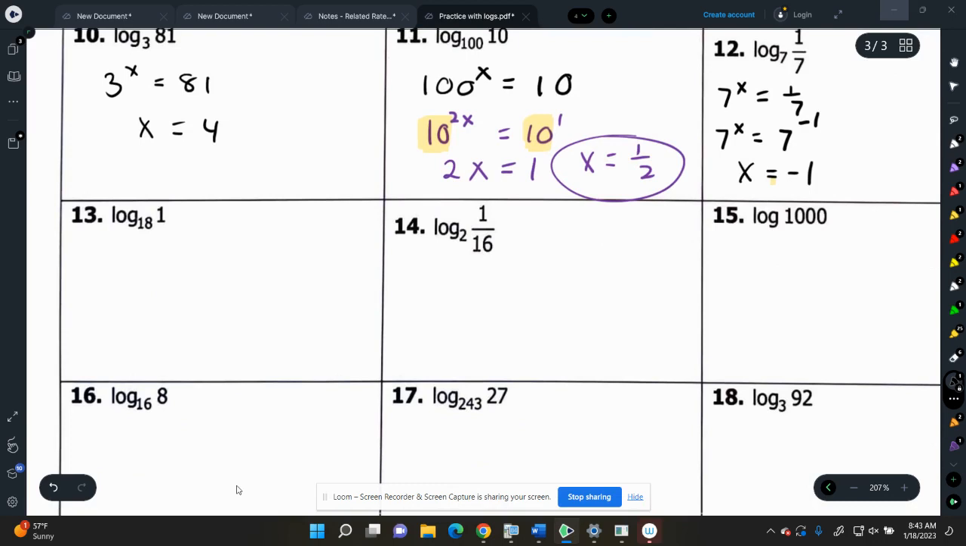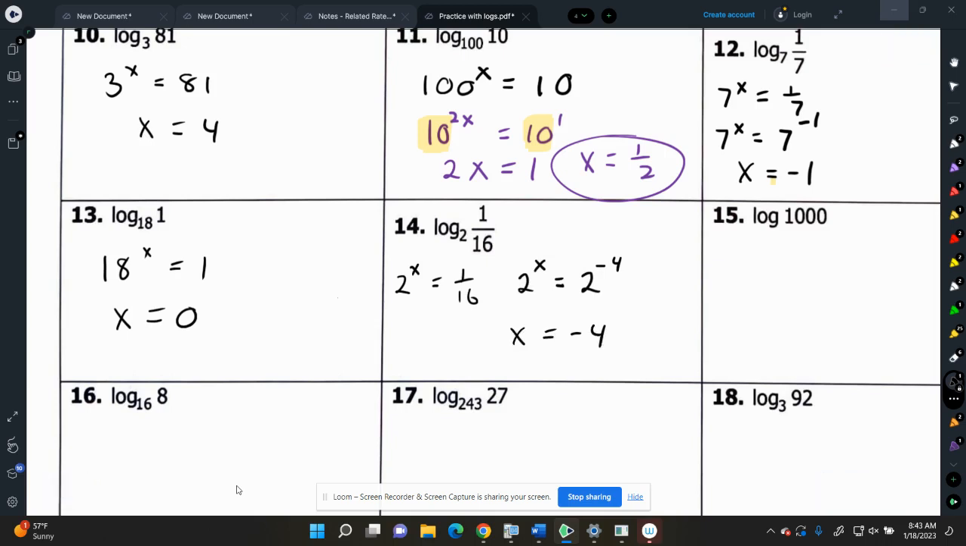Okay, how about 13? 18 to the x equals 1. Well, anything to the power of 0 is equal to 1. Okay, 14. 2 to the x equals 1 over 16. So again, I want to write both sides with the same base, so I'm going to use 2 as my base. And 1 over 16 is 2 to the negative 4th. So x equals -4. Okay.